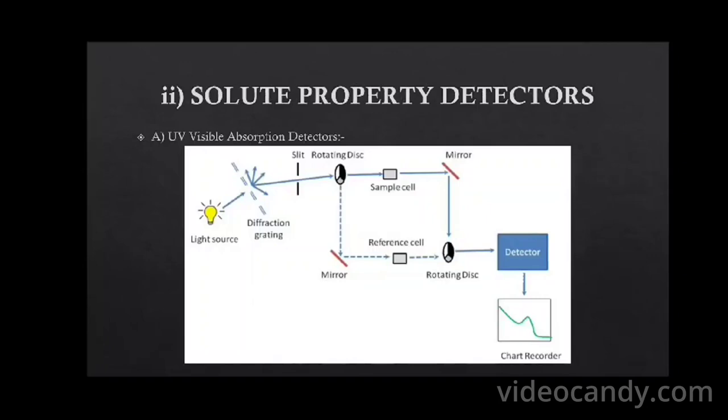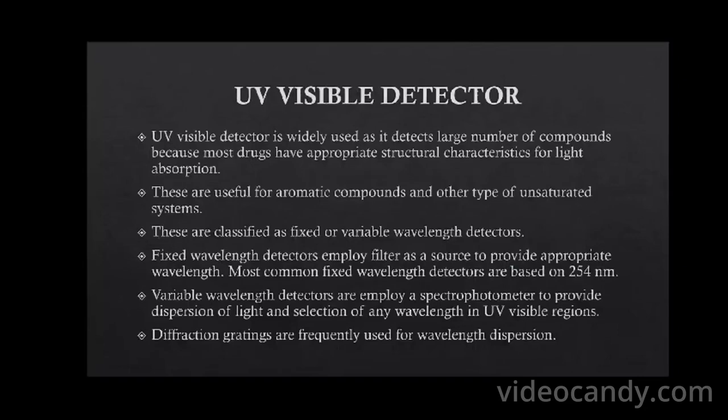UV visible absorption detectors, as seen in an image. The UV visible detector is widely used as it detects a large number of compounds, because most drugs have appropriate structural characteristics for light absorption. These are useful for aromatic compounds and other types of unsaturated systems. These are classified as fixed or variable wavelength detectors.